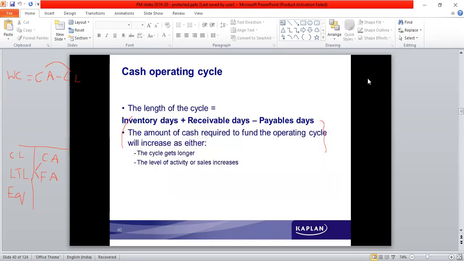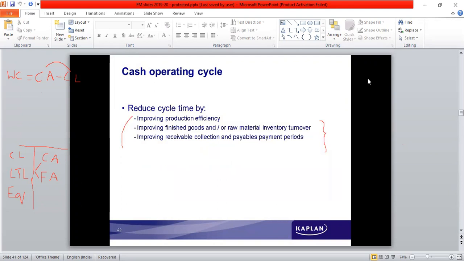So reduce cycle time by improving production efficiency, improving finished goods and raw material inventory turnover. So everything should be reflected in turnover. They should be able to convert their variables into turnover. Then improving receivable collection and payable payment period. As early as possible, they have to collect the amount from their customers, but delay as much as possible while making the payment to the suppliers.